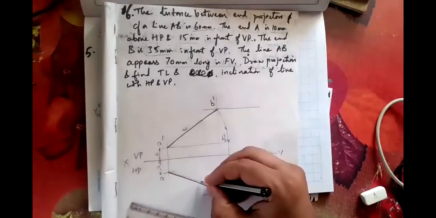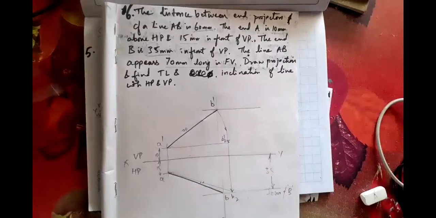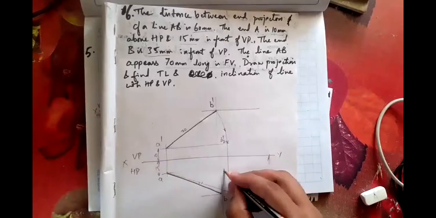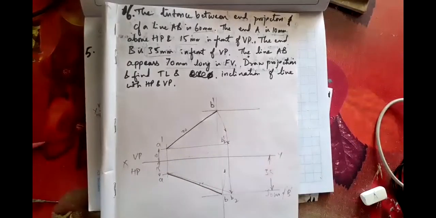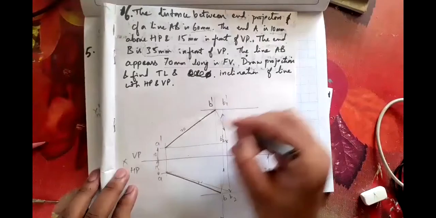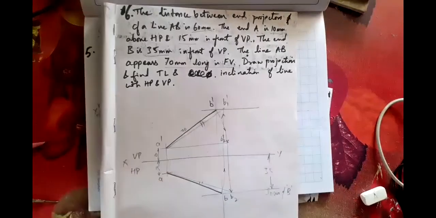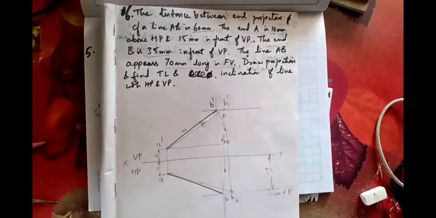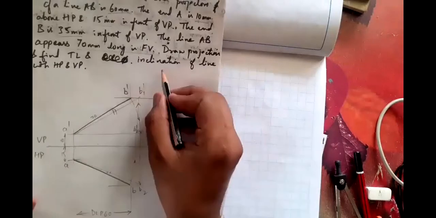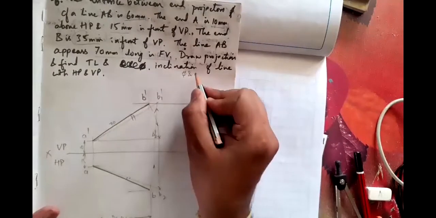Similarly, vice versa, this AB, I'm going to rotate it till here and project this upwards, and identify B1 dash, and I have to get the same true length. Are you able to get it? Very simple. Please start answering and tell me what is the inclination of the line with HP and VP. I need theta and phi.